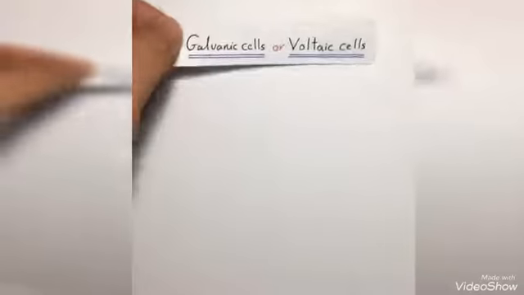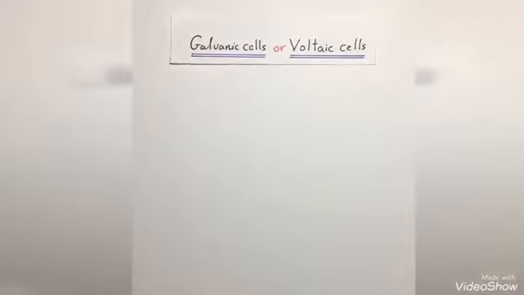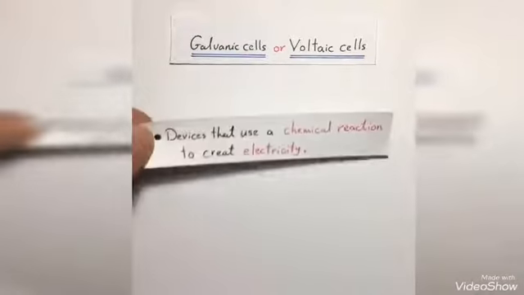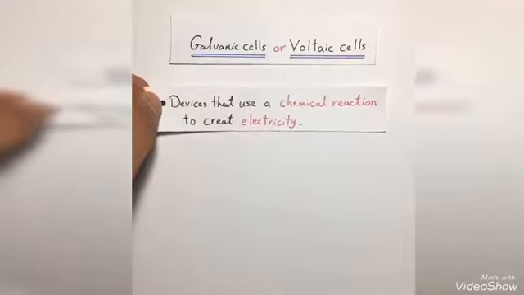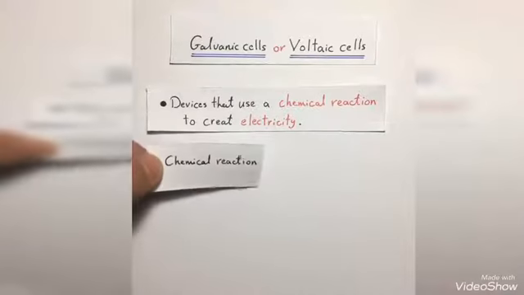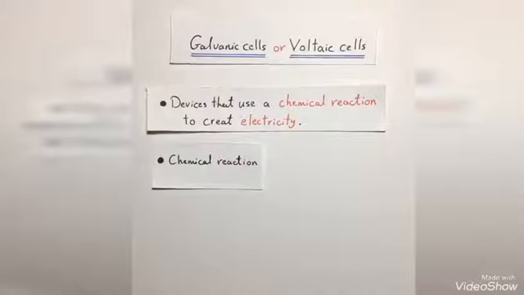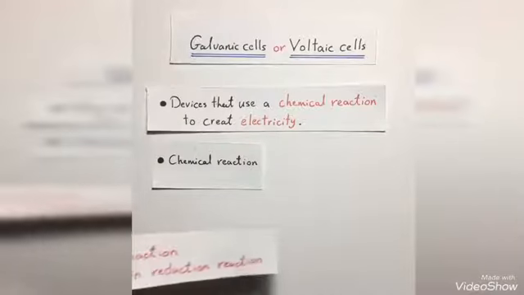In this video, we are going to talk about galvanic cells, which are also called voltaic cells. So, what are they? Galvanic or voltaic cells are devices that use a chemical reaction to create electricity. Specifically, the type of chemical reaction that they use is called an oxidation-reduction reaction, or a redox reaction, but we will talk more about that later.